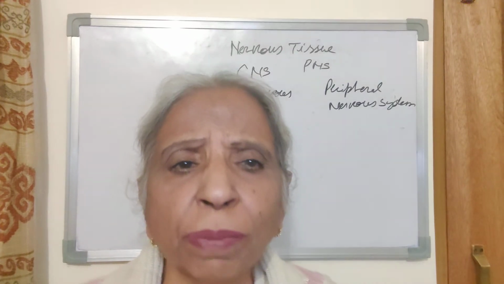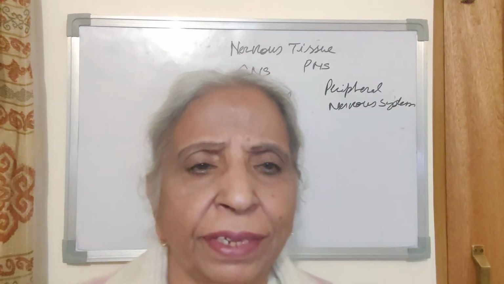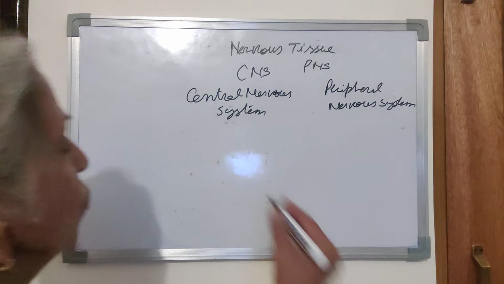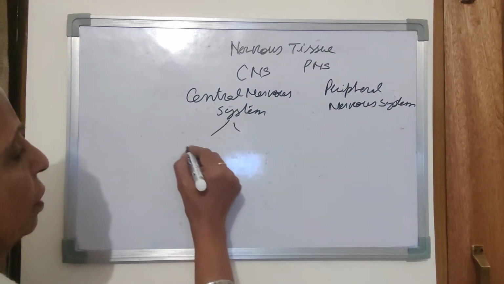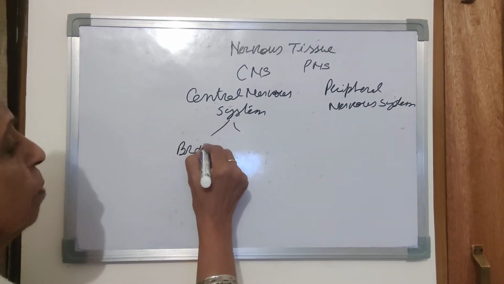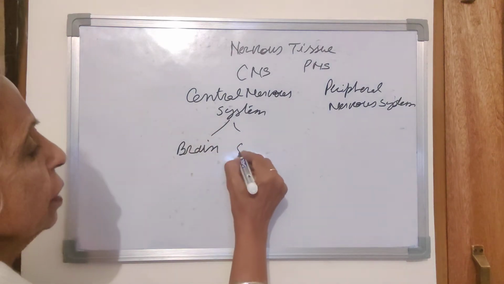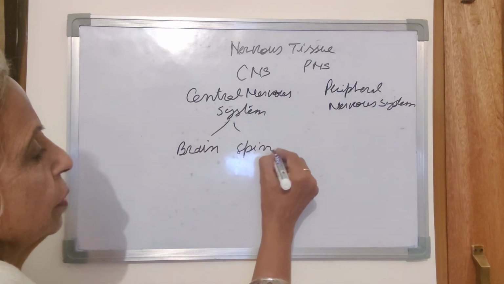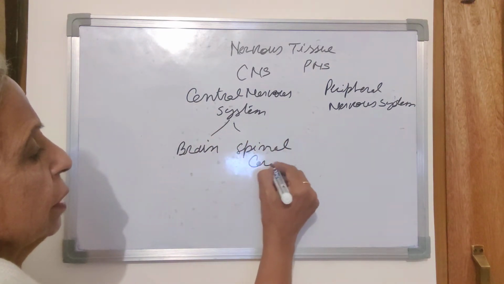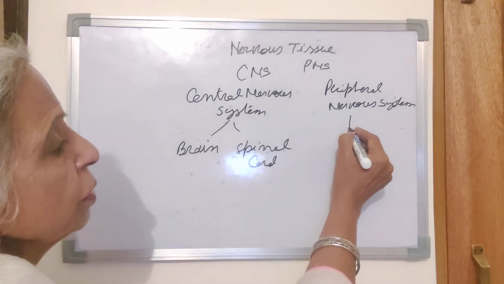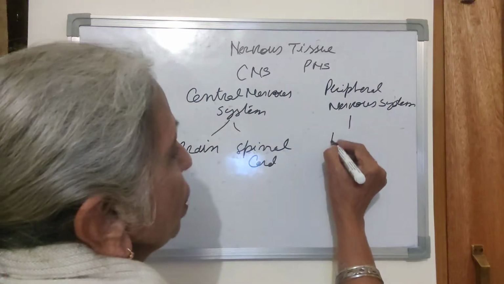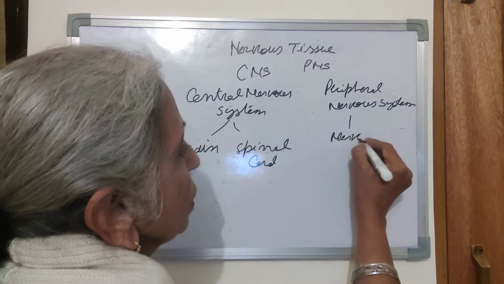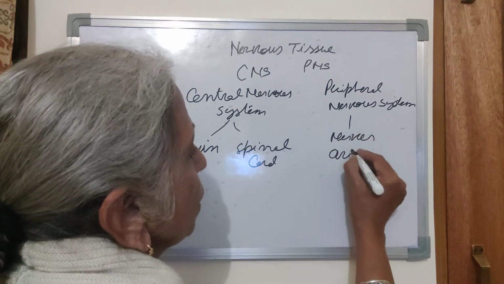The central nervous system, as the name implies, is present in the center of the body. It consists of the brain and spinal cord. Brain and spinal cord are the part of the central nervous system. And the peripheral nervous system consists of peripheral nerves arising from the spinal cord.